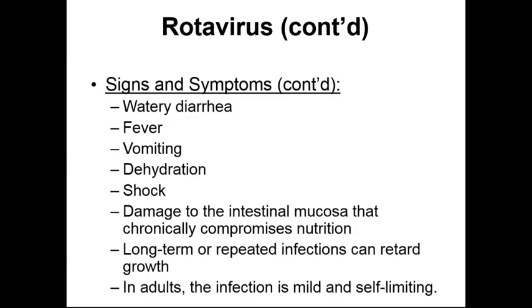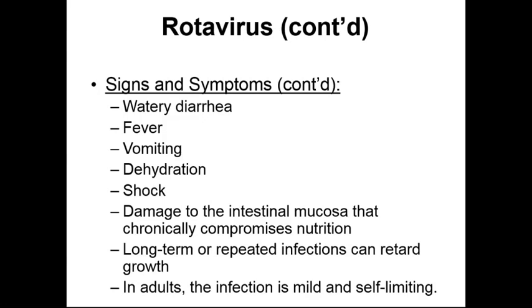Like most of our pathogens that cause acute diarrhea, we're going to have diarrhea, fever, vomiting, and dehydration associated with the infection. Some things that are more unique to rotavirus is that shock is common. We'll have intestinal mucosa damage that can compromise the nutrition of the patient. And if we have repeated infections, those long-term or repeated infections can cause long-term malnutrition that can then retard the growth of the patient.